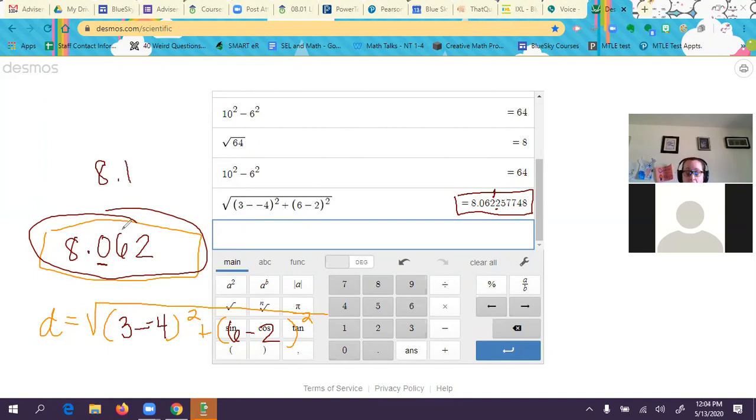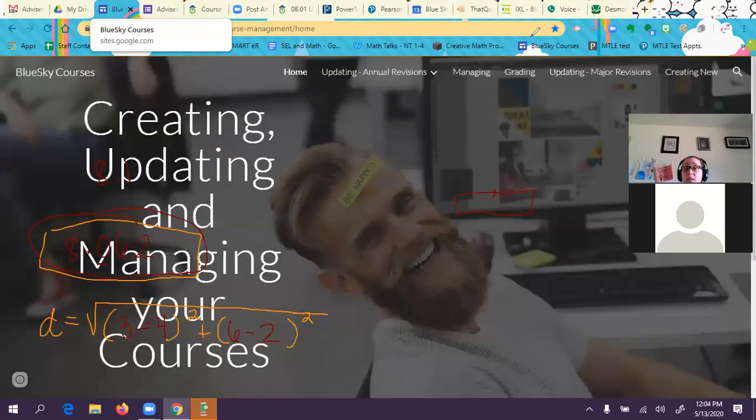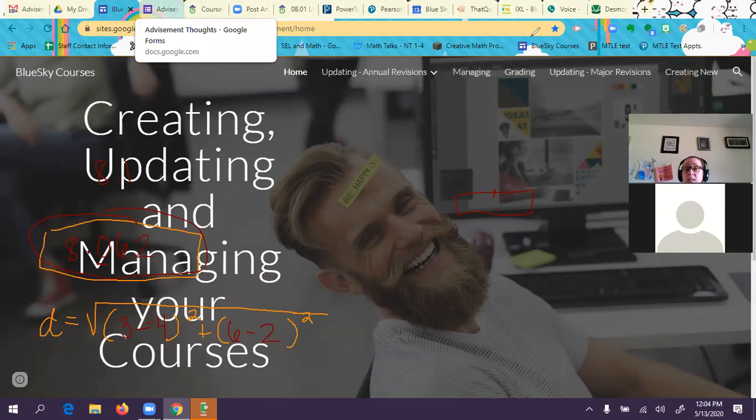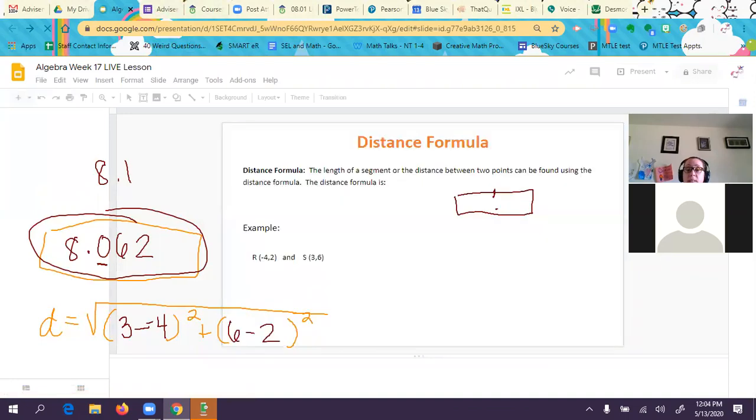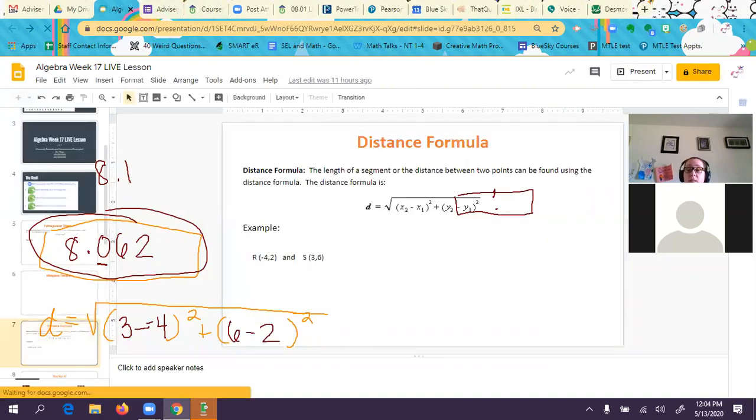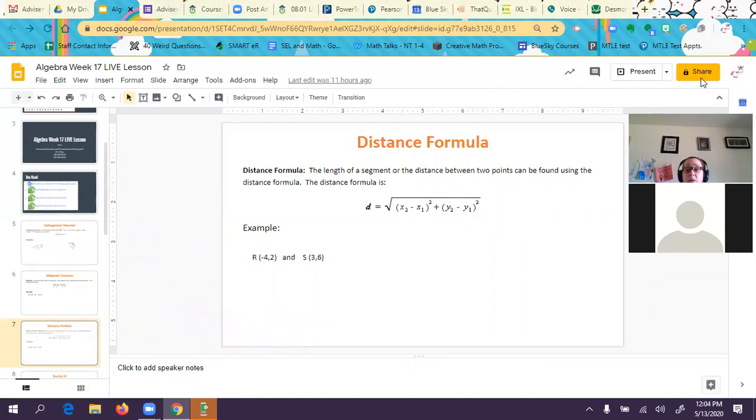So good. That's the distance formula. It's just a matter of writing it down and plugging it in. Does anybody have any questions on that? Where did my slides go? There they are. Good, good, okay.